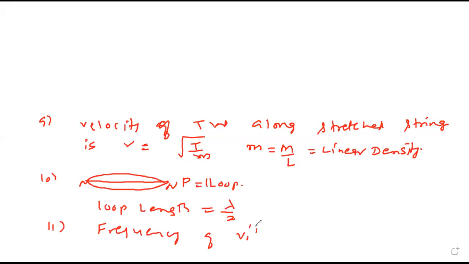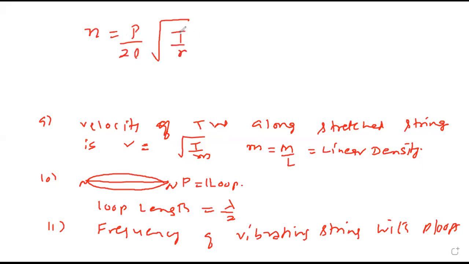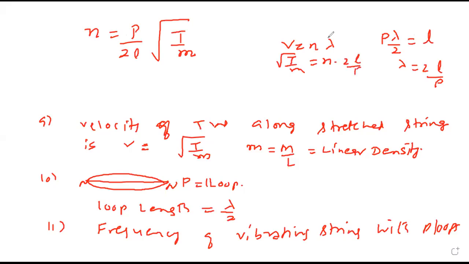Frequency of a vibrating string with P loops is given by n equals P upon 2L root of T by m. Because if the string vibrates with P loops, then P lambda by 2 is the total length. So lambda is 2L by P. v equals n lambda. v is root of T by m. n is to be calculated, lambda is 2L by P. So n becomes P upon 2L root of T by m. This is called the frequency of a vibrating string with P loops. Yes, copy.